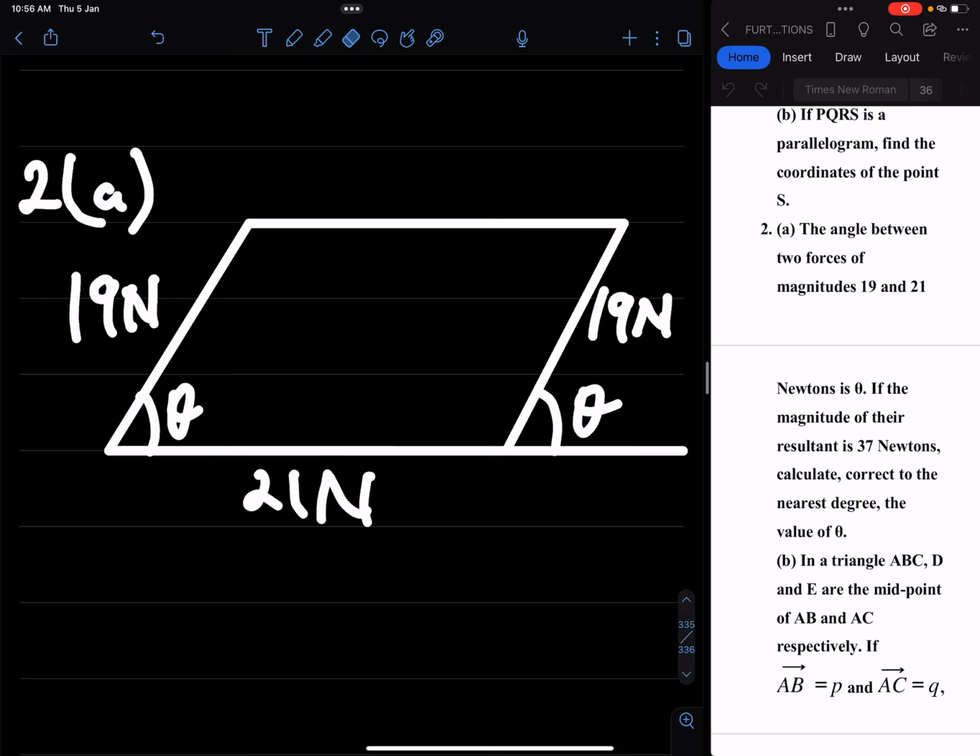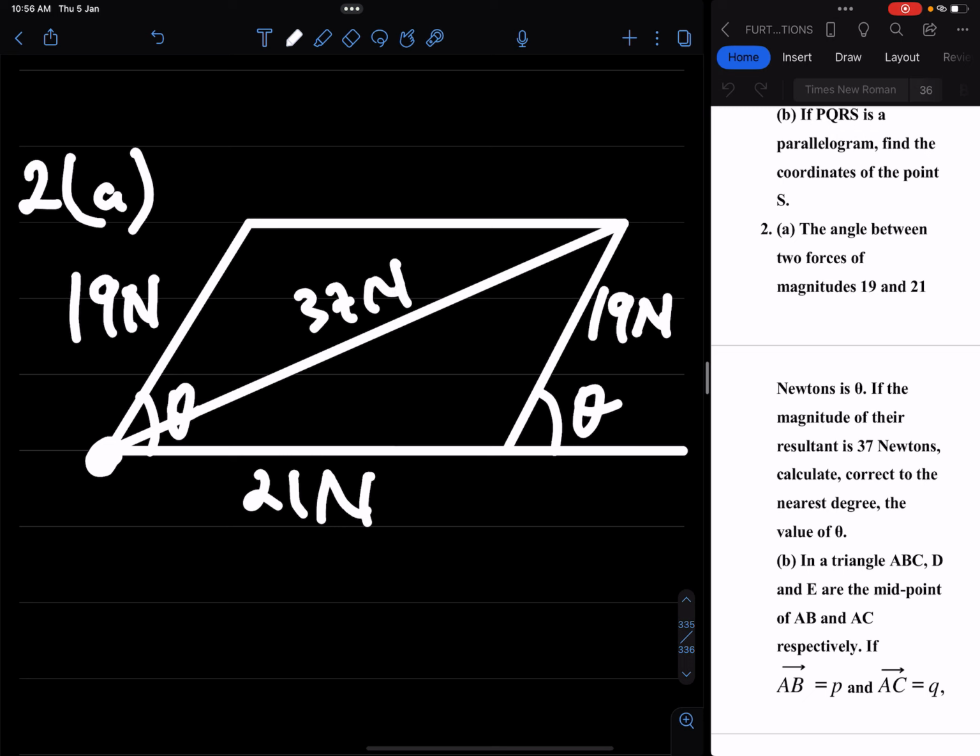By the parallelogram law of vectors, we know that if two vectors are represented by the adjacent sides of a parallelogram, their resultant is the diagonal of the parallelogram drawn from the common point. This is not the resultant because it is not drawn from the common point of the two forces. This is the common point of the two forces, so this is the resultant, and that resultant is 37 newtons.